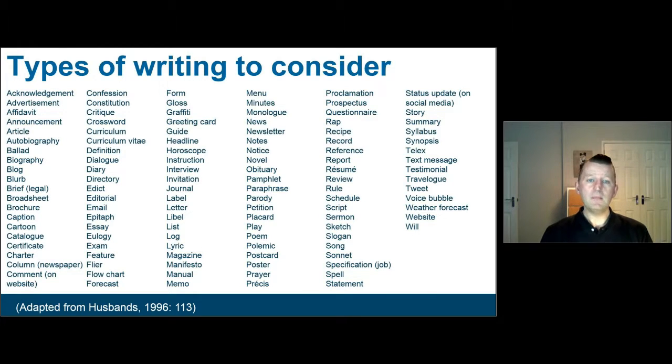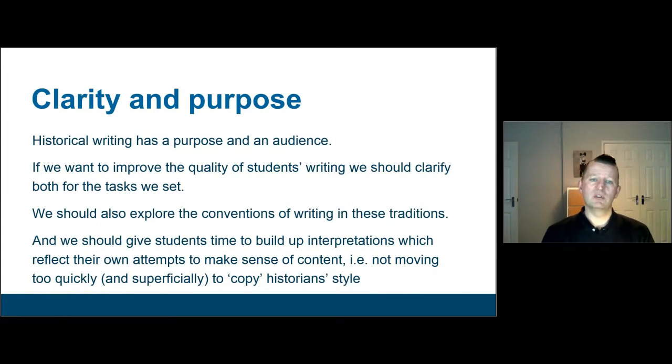So here we come to the final point really, which is around making sure that our work in interpretations and the production of narratives is clear and has a clear purpose. So historical writing, generally speaking, has a purpose and an audience. It's not just written for some general catch-all purpose. If we want to improve the quality of students' writing, we should really clarify both the purpose and the audience for the tasks that we set in the classroom, and we should also then explore the conventions of writing in those traditions. We don't assume that people can write in any one of those 100+ styles.